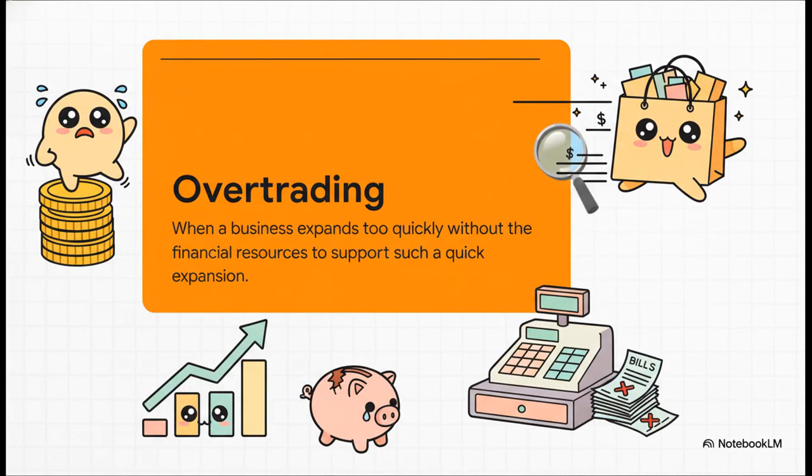And this is where we meet this idea of overtrading. It's what happens when a business just grows too darn fast. It's taking on more and more orders, but it doesn't have the cash on hand to support that growth. And here's the key. This is not a profitability problem. The sales numbers look amazing. It's a cash flow problem. The company literally runs out of money to pay its bills, even while it seems to be booming.